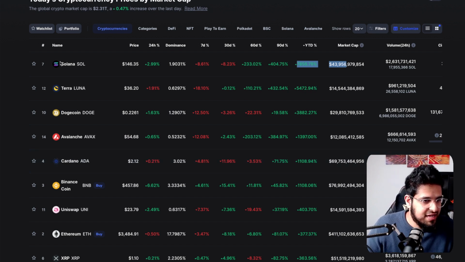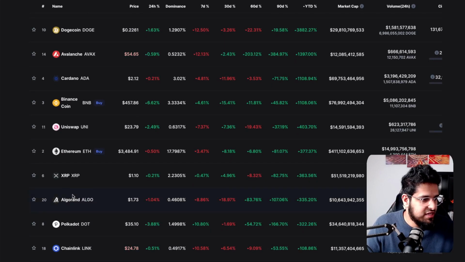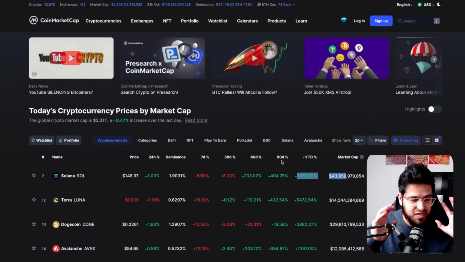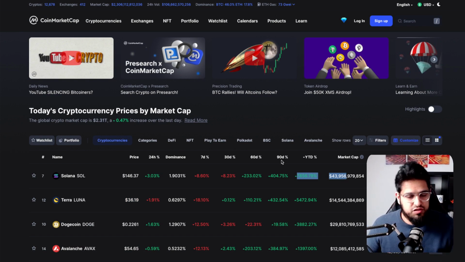So I can go, okay, that's a layer 1 platform. That's a layer 1 platform. Avalanche is a layer 1 platform. Cardano is a layer 1 platform. Ethereum's a layer 1 platform. Algorand's a layer 1 platform. So we can see that the layer 1 platforms are all in the top 10 movers so far, and therefore they're really growing the market. So you can start to find some trends.